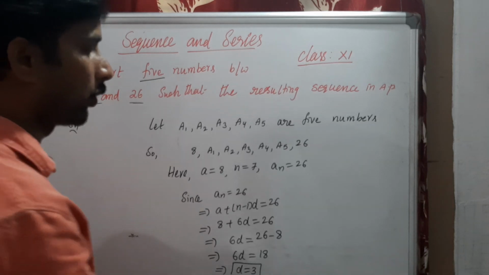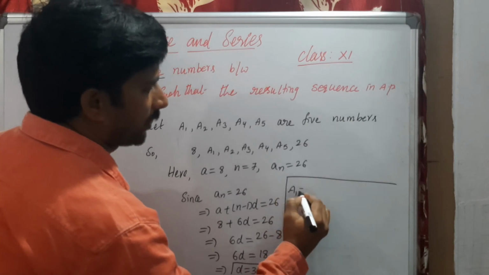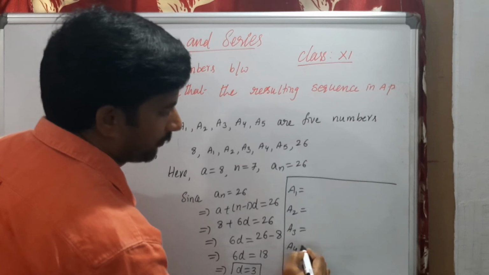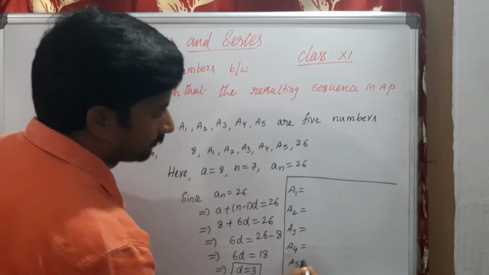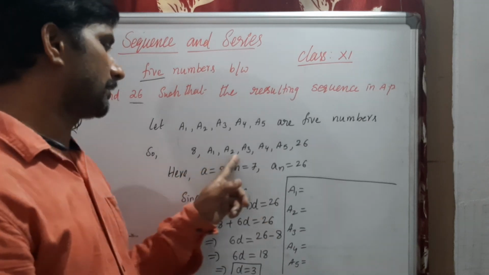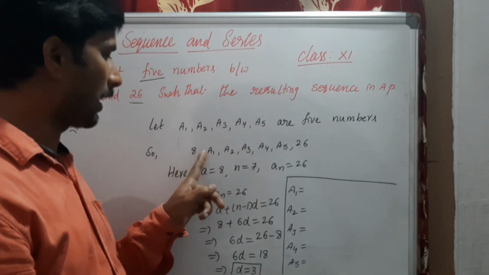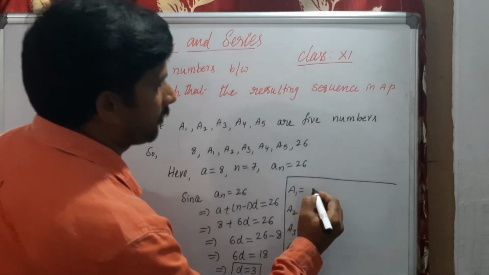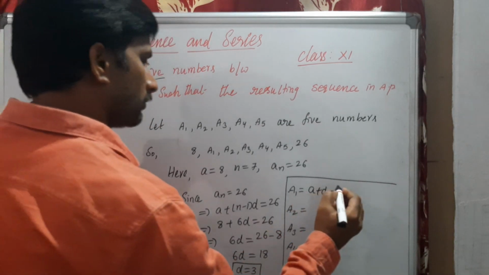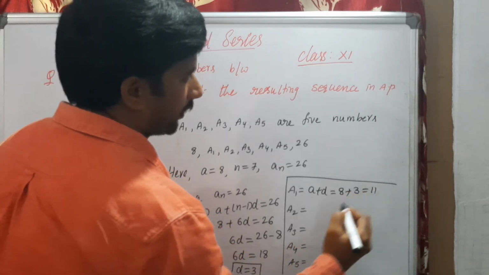Now we have to find out A1, A2, A3, A4, A5. These values have to be found. But A1, in this sequence or progression, is the second term. So the second term of AP is a plus d. We have a value 8 and d value 3. 8 plus 3 equal to 11.